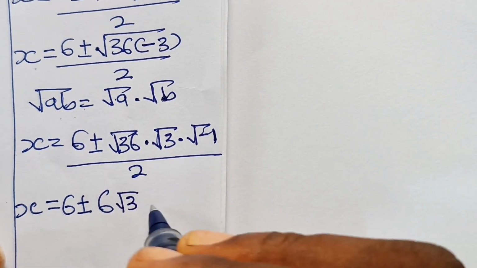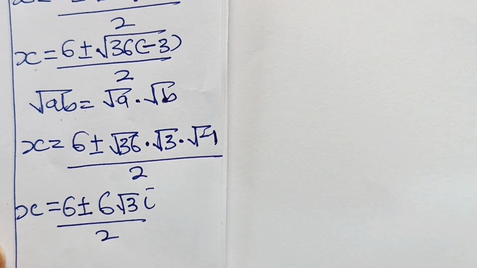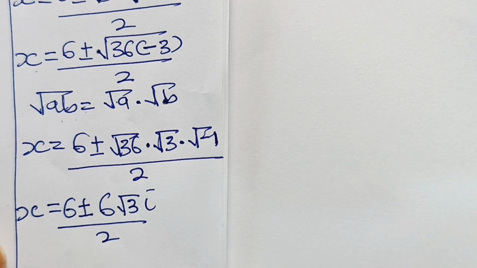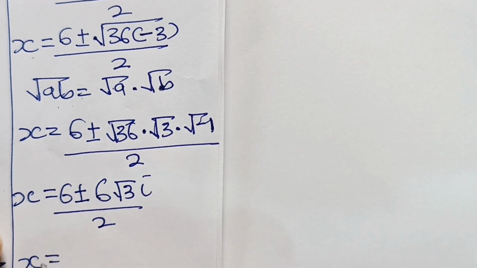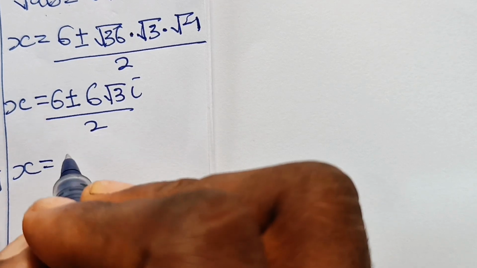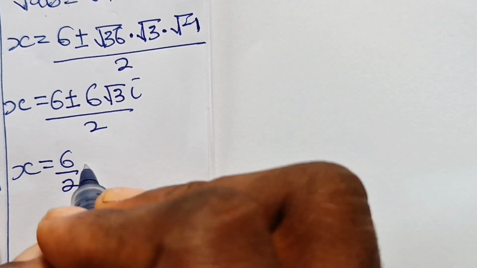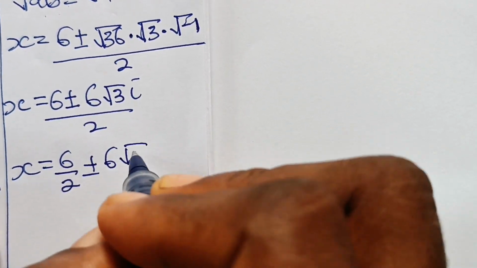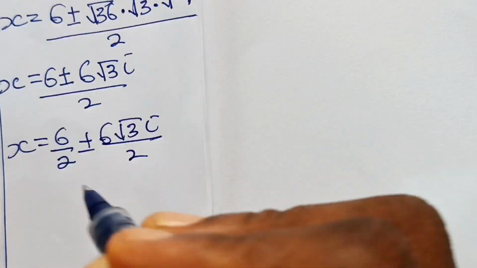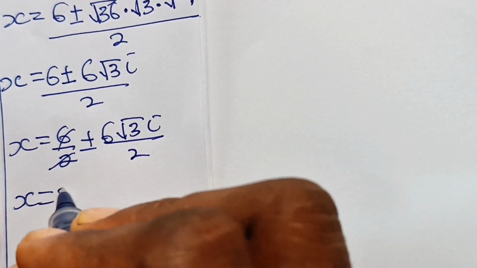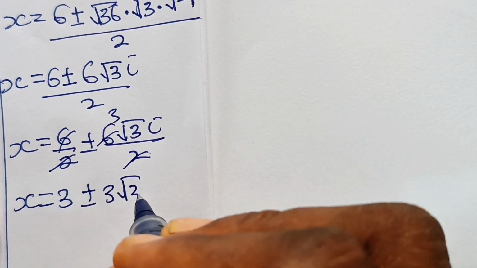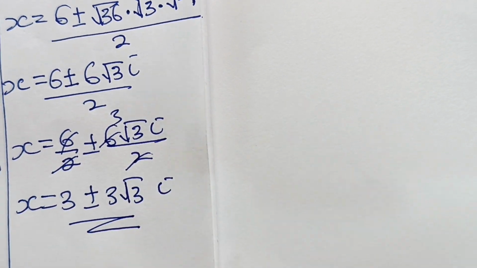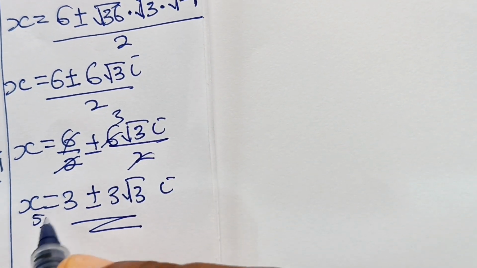So x is equal to 6 plus or minus square root of 36 is 6. We have root 3i divided by 2, because square root of minus 1 is also i. Now x is equal to 6 divided by 2 plus or minus 6 root 3i divided by 2. Now we divide this and we have 3 plus or minus 3 root 3i. So this is the fifth and the sixth values of x.